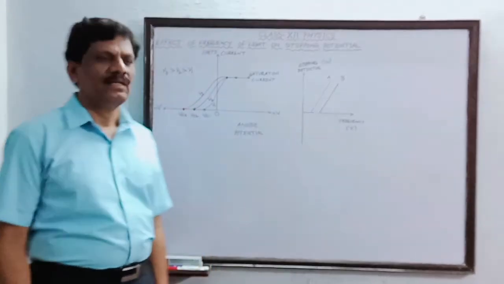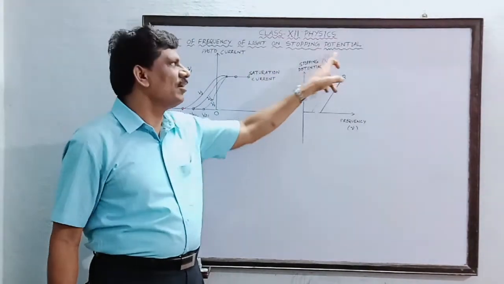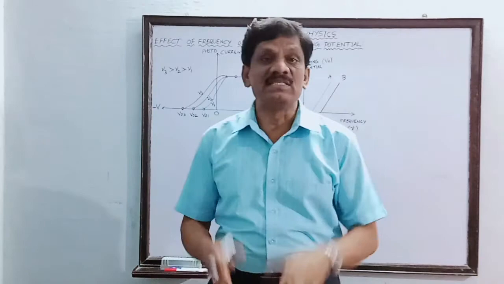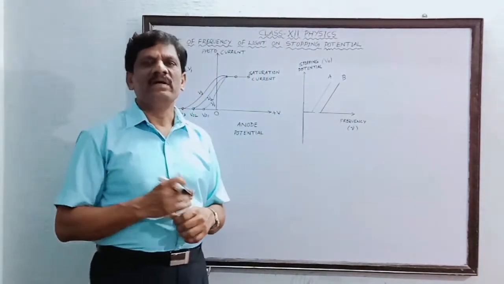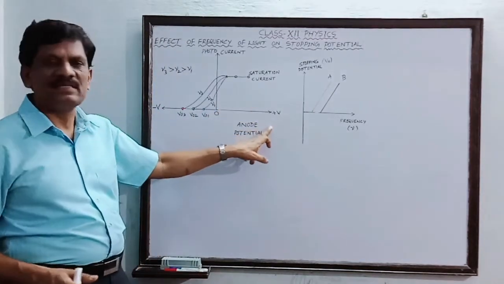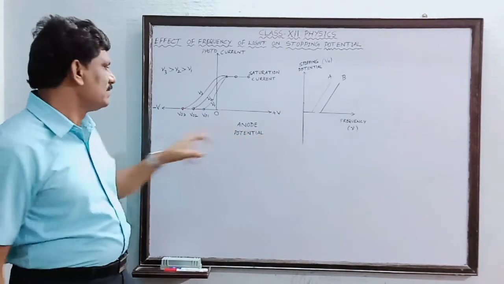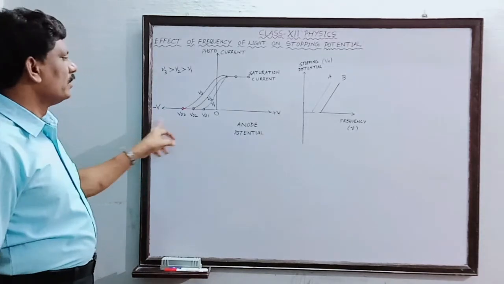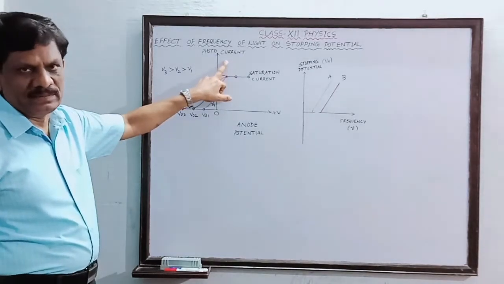Hi students, now we are going to study the effect of frequency of the incident light on stopping potential. Just now in the previous video, we studied what happens to the stopping potential by varying the anode potential. Graphically, in this graph also, I have taken the positive voltage along the x-axis and the retarding potential along the negative x-axis. Along the y-axis, I have taken the photoelectric current.